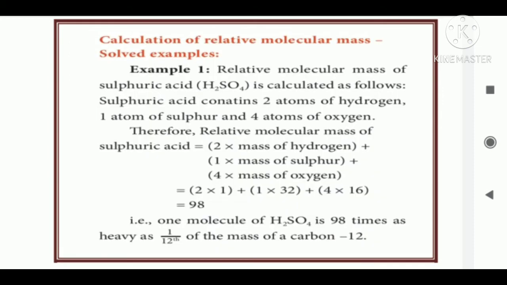The relative molecular mass of sulfuric acid is calculated as follows. Sulfuric acid contains 2 hydrogen atoms, 1 sulfur, and 4 oxygen. The atomic mass of hydrogen is 1, sulfur 32, and oxygen 16. So for hydrogen, 2 into 1, then sulfur, 1 into 32, plus oxygen, 4 into 16, total 98 grams.